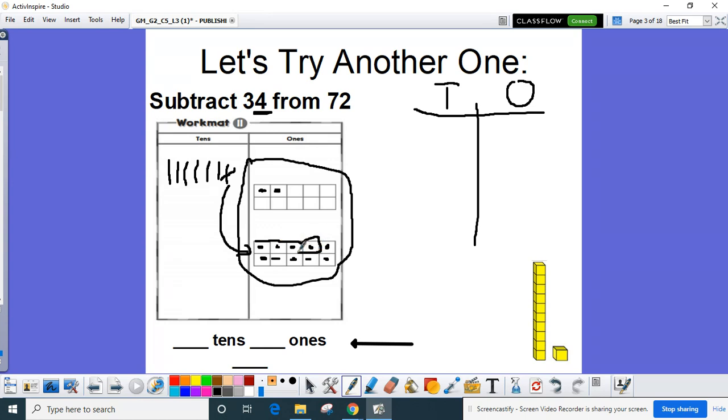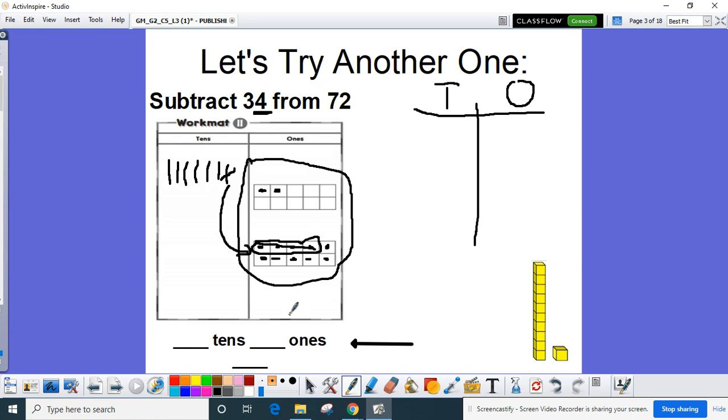So I'm going to circle my 4 ones, and I'm going to cross them out because I'm taking them away. Now, after we subtracted our 4 ones, how many ones do we have left? Remember, you have to look at both 10 frames and count how many ones you have left. So let's see. 1, 2, 3, 4, 5, 6, 7, 8. So you have 8 ones left.